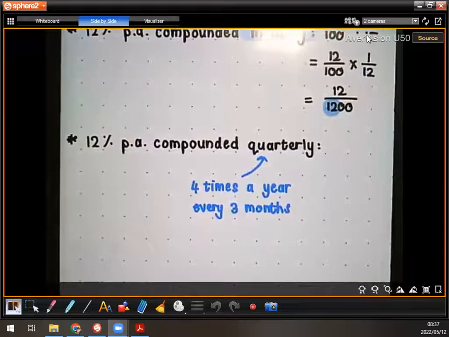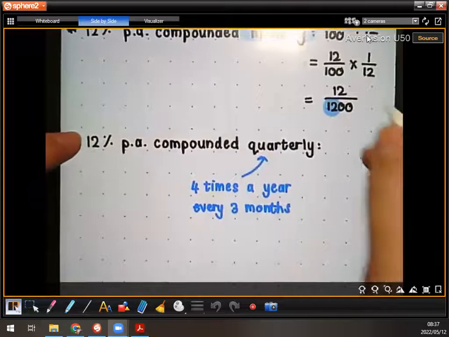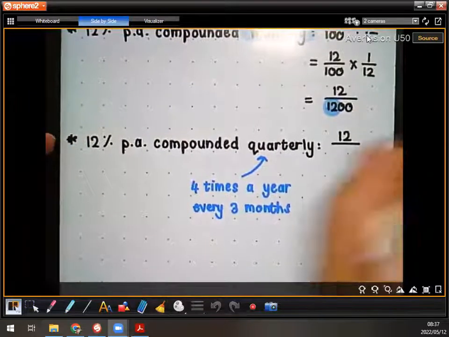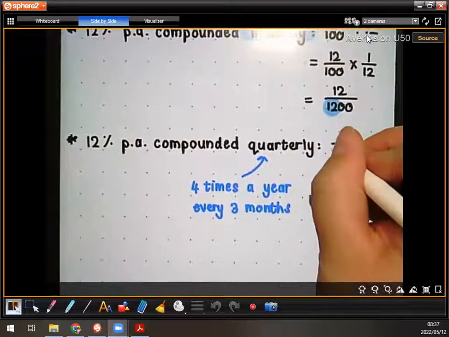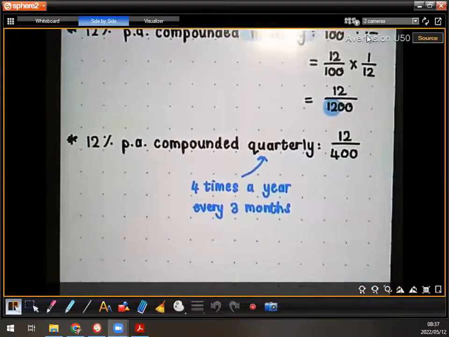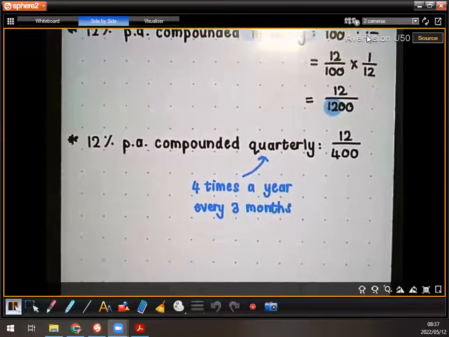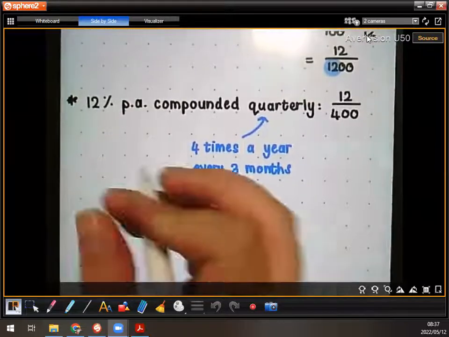But if we're using that concept here at the top, we're saying that there are 4 quarters. We're going to put this percentage at the top. We're going to say 12 over, instead of 100, we're going to say 400. How many quarters are there? 4. So we're going to put it over 400. And that's actually all that changes in terms of the interest. It's just the denominator that changes. So however many of those quarters there are in a year, you put that in front of the 100 instead of just 100.